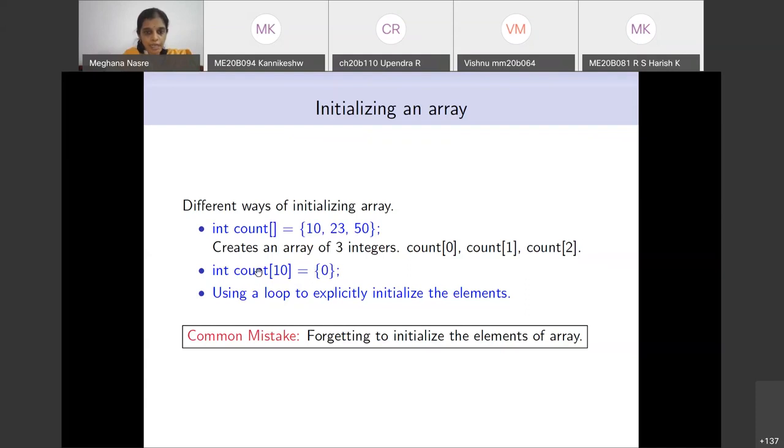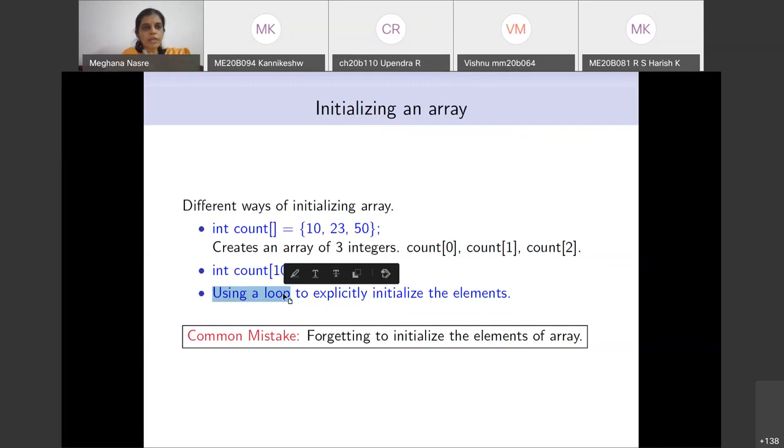initialization elements than 10. That is why the rest is initialized to 0. Again, it's a bad thing to rely on. It happens in C, I'm just telling you, but it is not something that you should rely on. The best way is to use a loop explicitly to initialize the elements of an array.